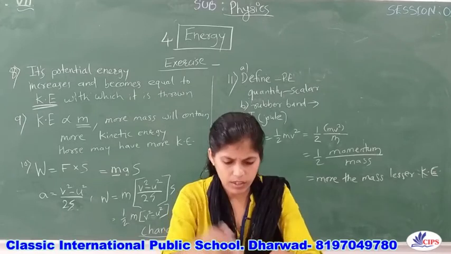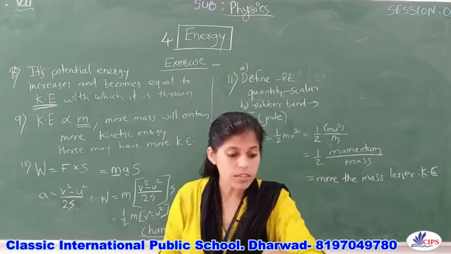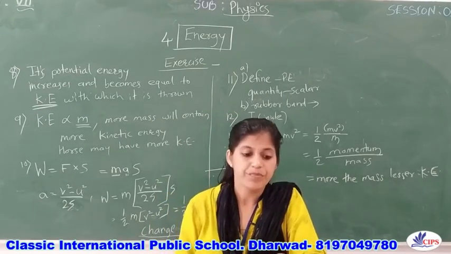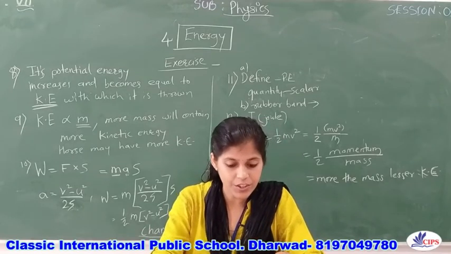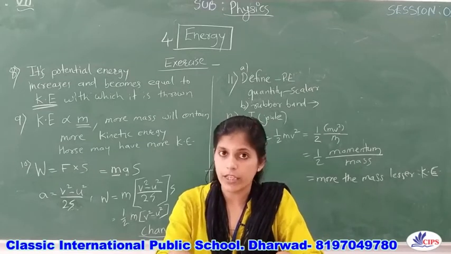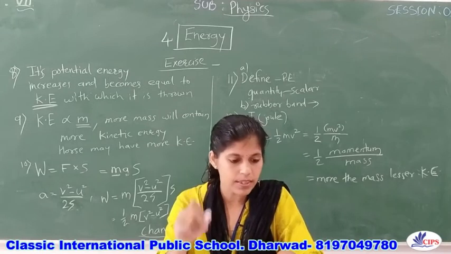If they ask you to find the ratio of their kinetic energies, which one has larger kinetic energy? We have got now: the more the mass, the lesser the kinetic energy. If the mass is less, in that case the kinetic energy will be more, in the case of equal momentum.